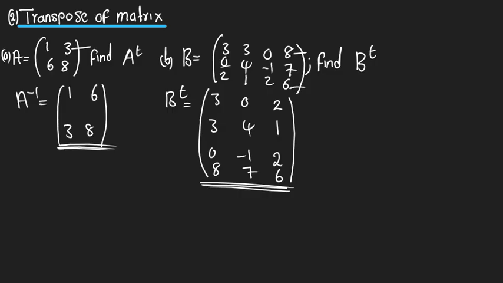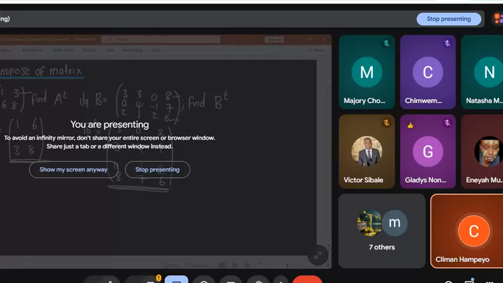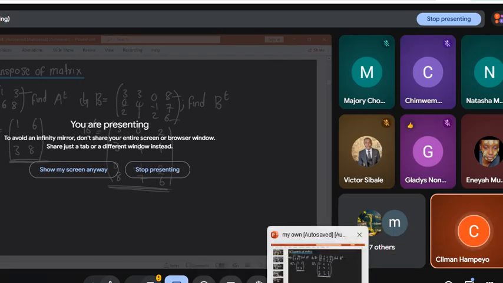That is very, very important for you to understand. Thumbs up, clear on that part. Okay, very good. We can now go to a different part.